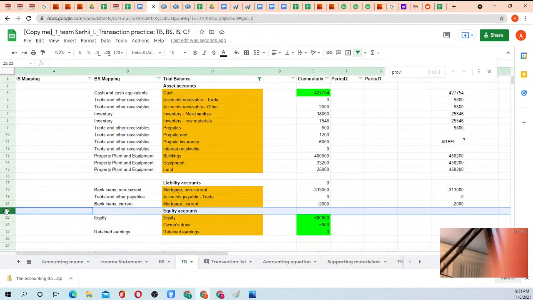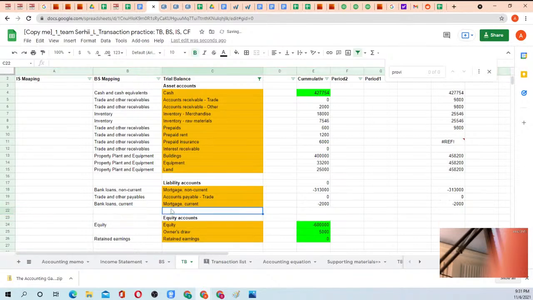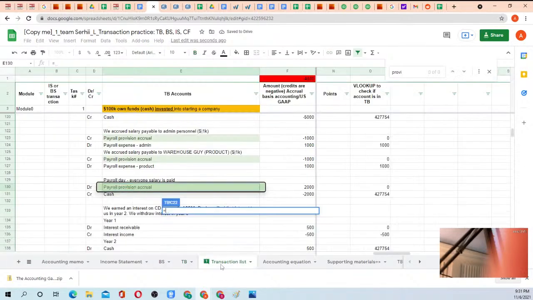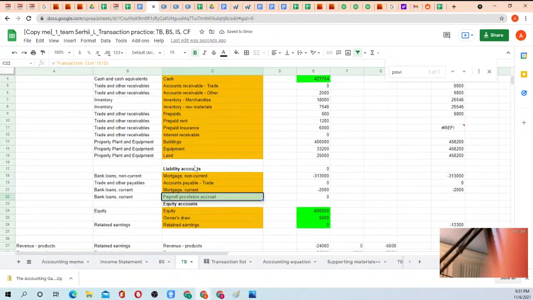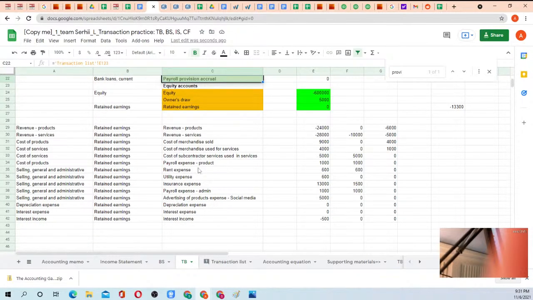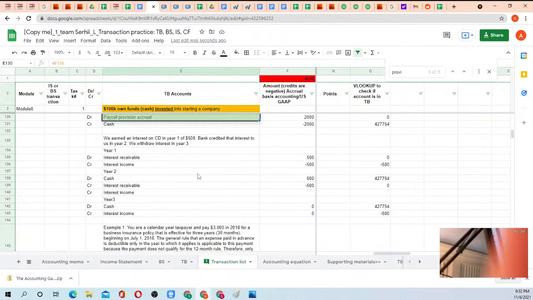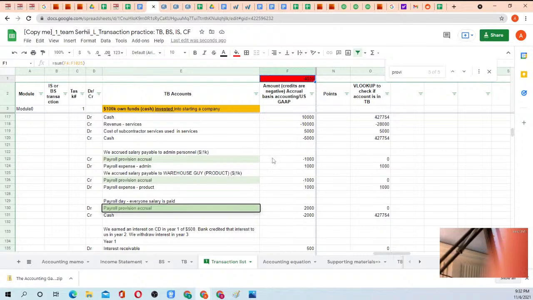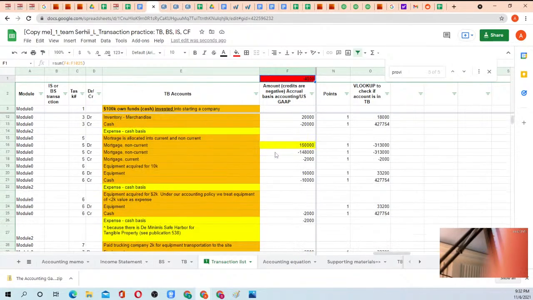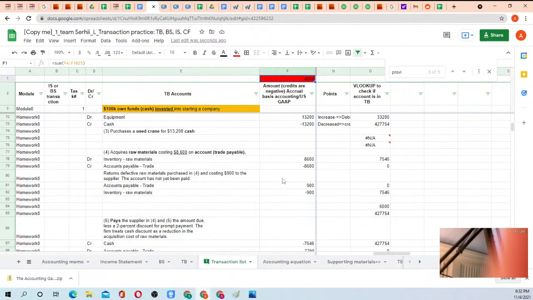Mortgage current. No, payroll provision was 0 anyways. Payroll expense. So that will take some time to figure that out. Oh, I even have a 4,000 difference here. So I might have entries which do not balance.